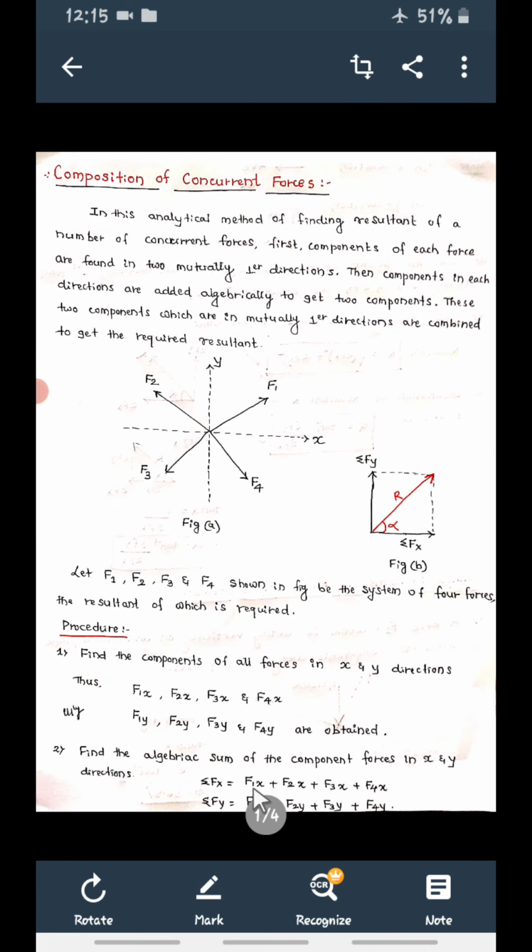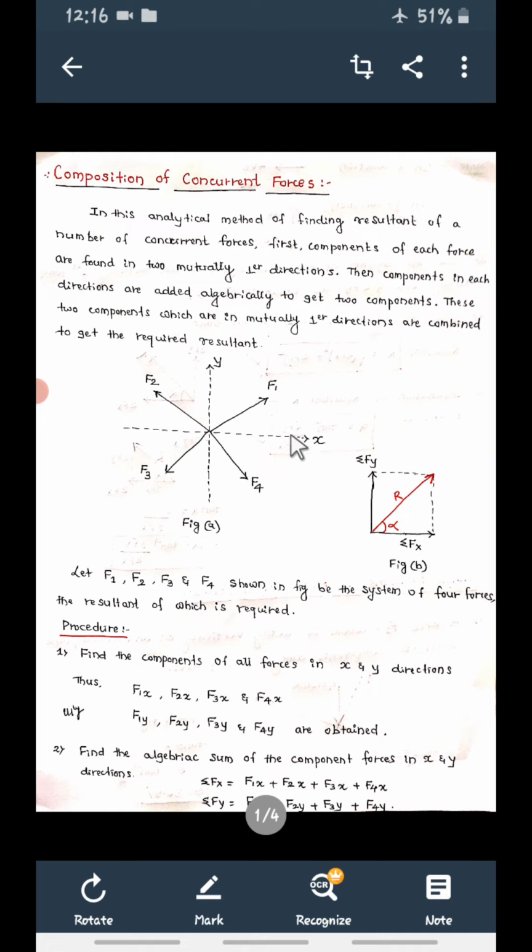Now see summation Fx, F1x. Make this force horizontal. What is the direction? In this direction, this is positive, so plus F1x. Now resolve this force along x direction. See the direction? It is moving in this direction now, so it is minus. If the force is moving in this direction, it is plus. So plus F1x minus F2x. Make this F3 horizontal, again this is minus F3x. Make this F4 horizontal.